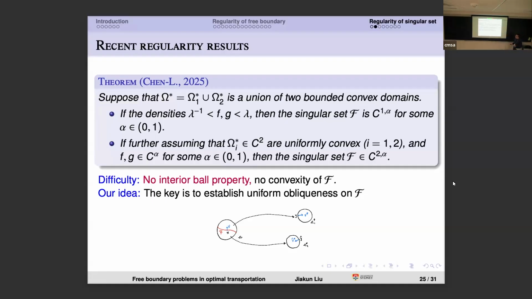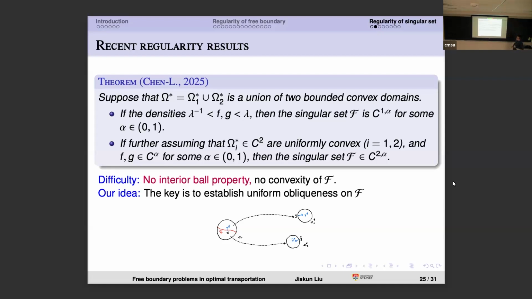Yeah. Okay. So this problem, as I mentioned at the beginning, is very similar to the study of the regularity of free boundary. Because we have similar difficulty, there's no convexity. And in this case, unfortunately, we do not have the interior ball property. As you have already seen, the interior ball is very powerful. It's very useful when we study free boundary. But in this case, unfortunately, it does not hold. We do not have an interior ball. So the problem becomes even trickier.